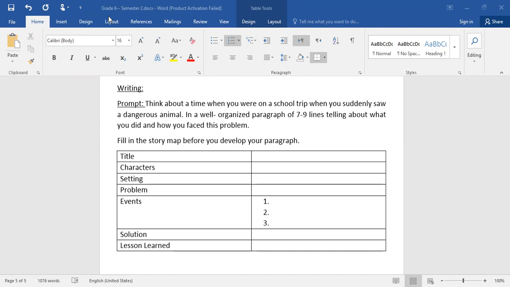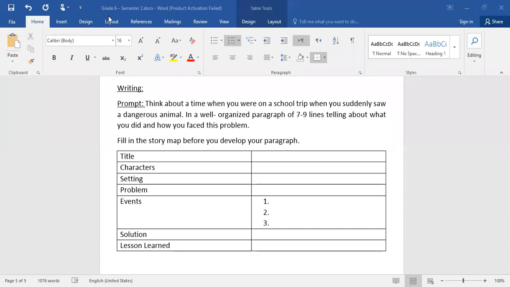Now we move to the problem. What is the problem that you had? That I got lost with my friend. We got separated from the teacher. Okay, we separated from the teacher and from the class group, and we got lost. Then we suddenly saw a dangerous animal, like a black bear or anything. So this is the problem.